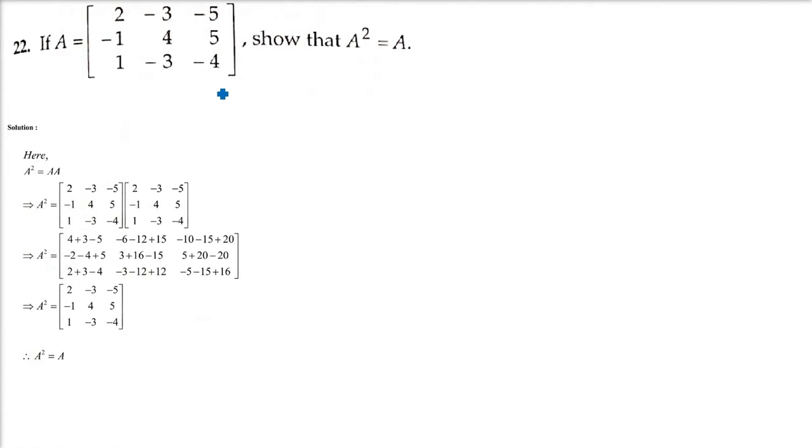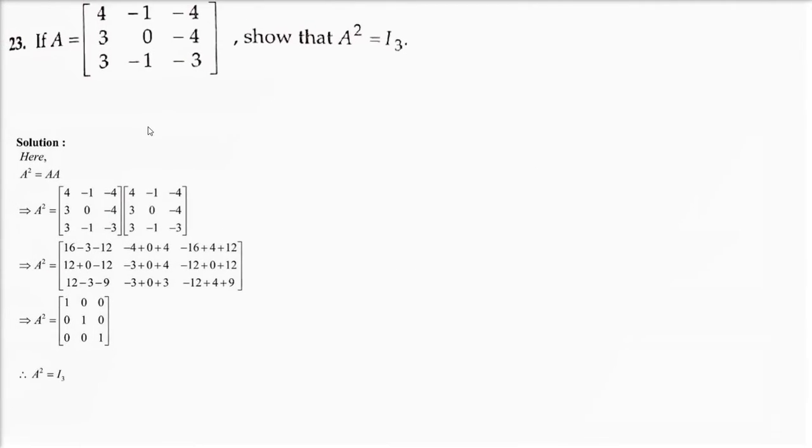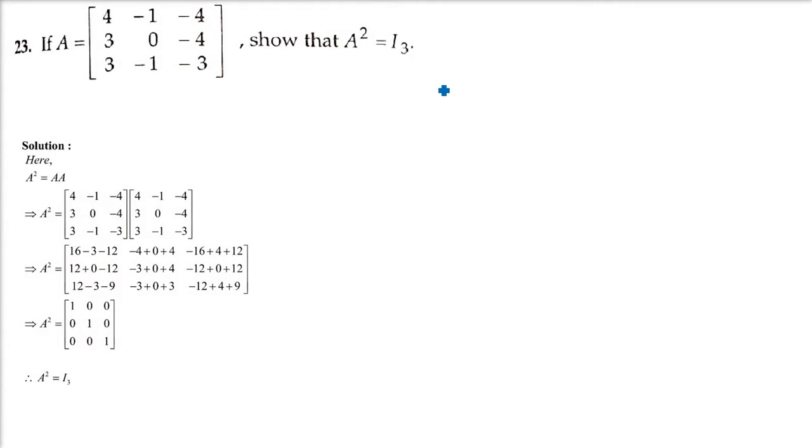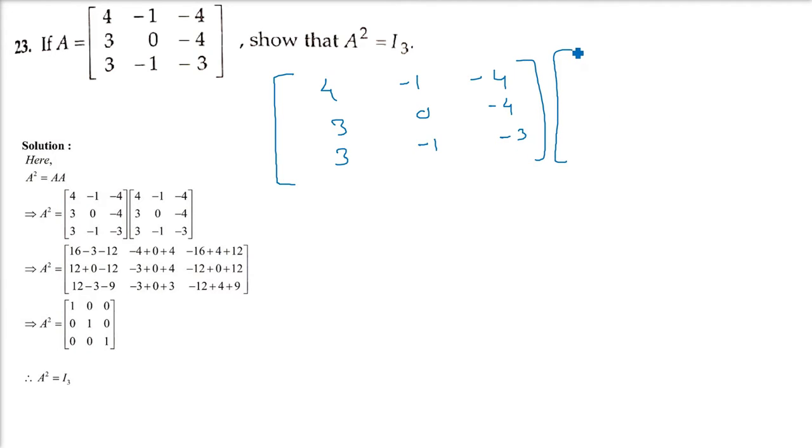Next one is A, this matrix, and you have to show that A square equals I3. I hope you'll be able to do it. You just have to multiply A twice, because we have plenty of questions to do. When you do A dot A, it should come as the identity, which is 1, 1, 1 on the diagonal. This is just matrix multiplication, nothing else. I'm just doing it for the sake of completion. I could have skipped it, but we cannot skip all the questions. We need to do some of them so that you have an idea.